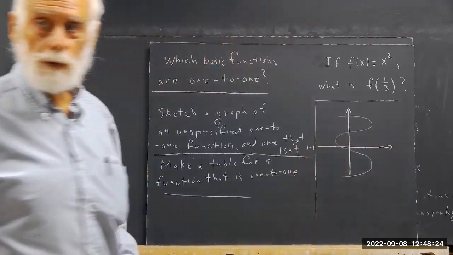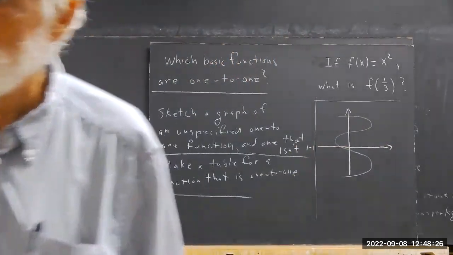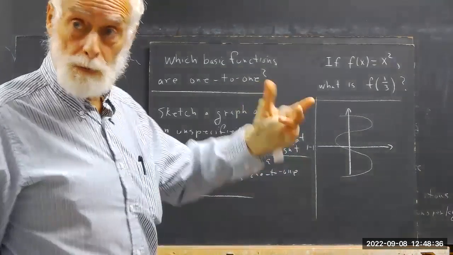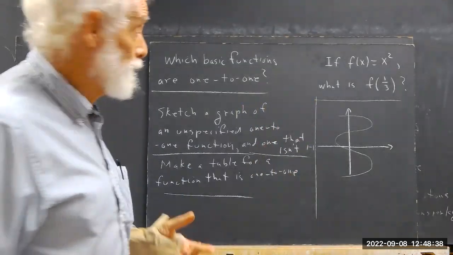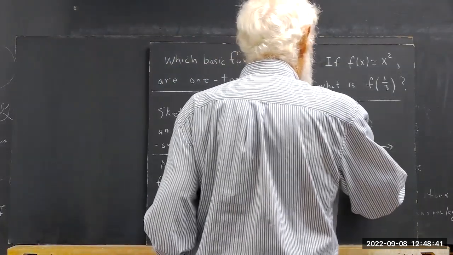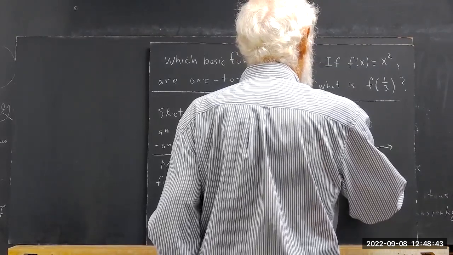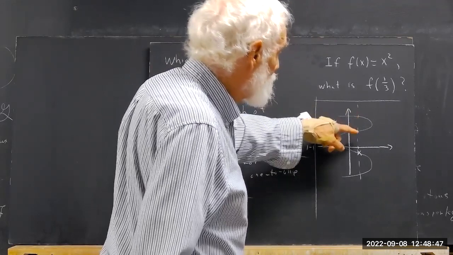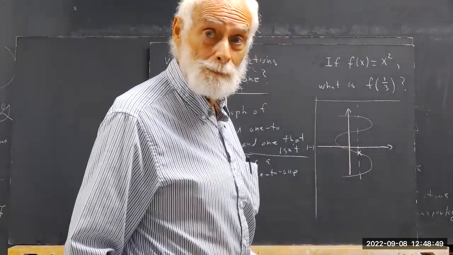Is this a one-to-one function? Is this even a function? Okay, so it's not a function. Why is it not a function? Because of the vertical line test, right? Because for a given x value, let's just take x here, you can't answer the question, what's f of x? Is it this or this or this or this, right?